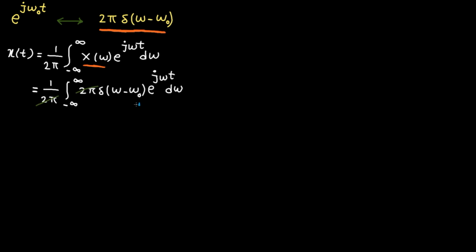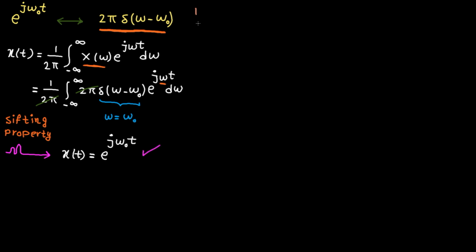2 pi is cancelled by 2 pi, and this function is non-zero only at omega equal to omega naught. So based on the shifting property, we just need to replace omega by omega naught. Here is the final answer. Done. Now let's look at this pair again and try to understand what it means.